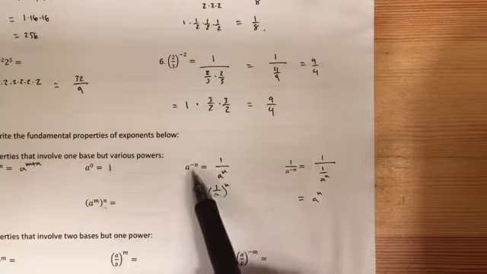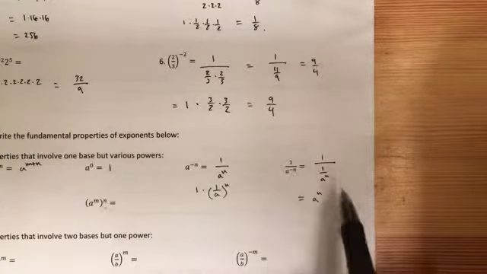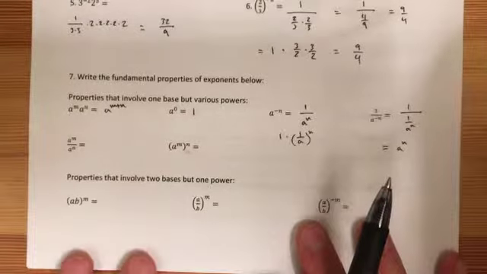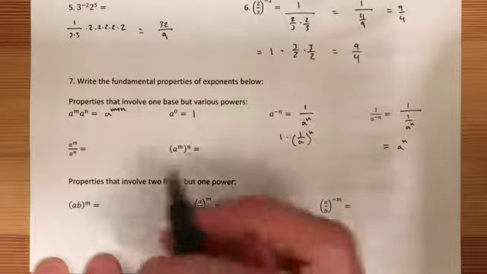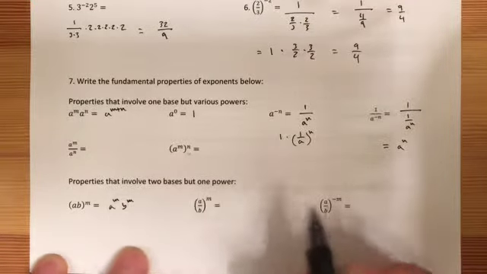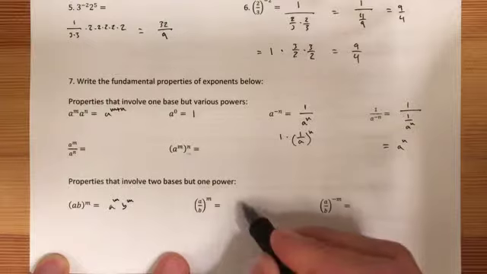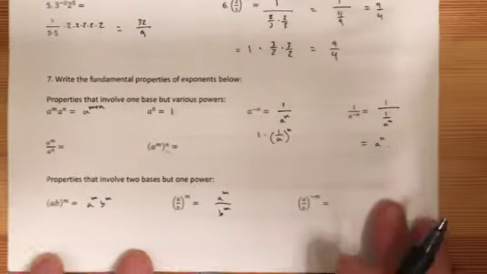Okay, so the rule is negative exponent becomes positive in the denominator. If it's already in the denominator, it becomes positive in the numerator. We know that if we have ab multiplied m times, that's just a multiplied m times and b multiplied m times. Same thing with a fraction. This is a to the m divided by b to the m.